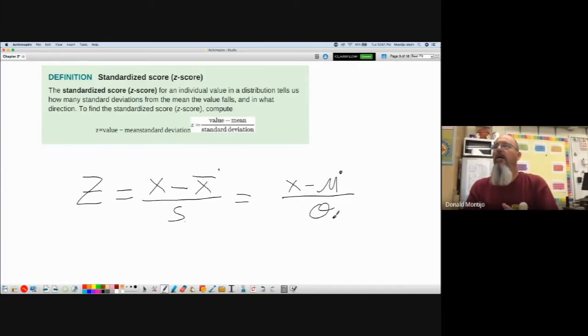Okay. A z-score is simply the number of standard deviations you are away from the mean. How many standard deviations are you away from the mean? We will get more into z-scores coming up very shortly here in chapter 2.